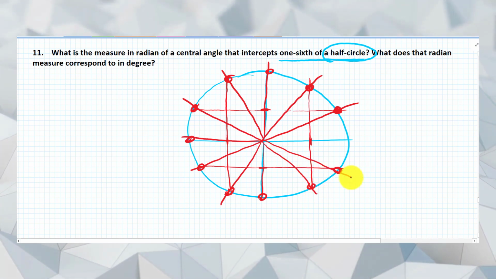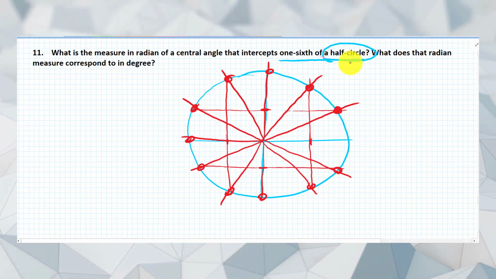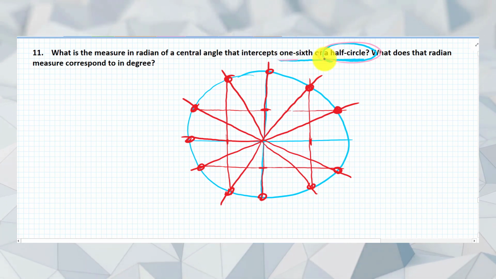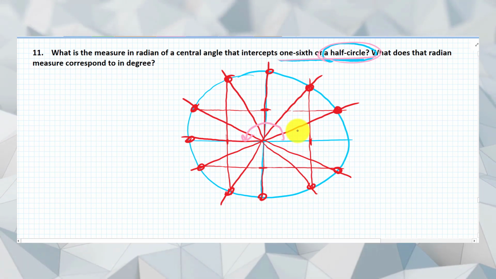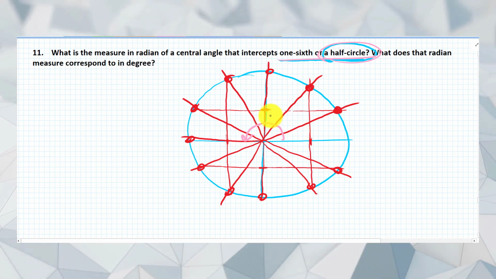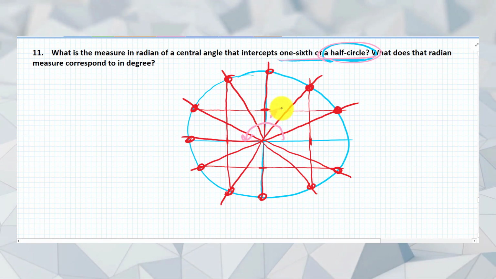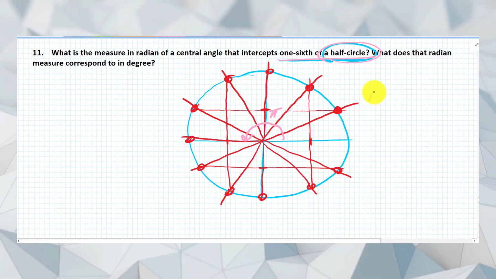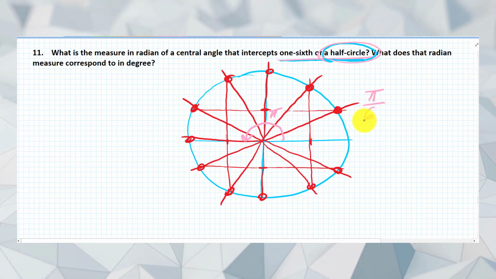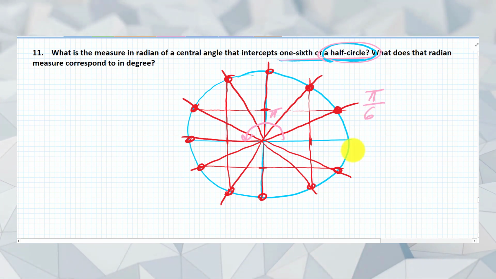So, what is the measure of 1/6 of a half circle? Well, here's a half, right? And I divided a half in 6. So what's the measure of a half circle in radian? It is pi radian. So 1/6 of it, well, there's no other way to write it than pi over 6. That's it, okay? Pi over 6.